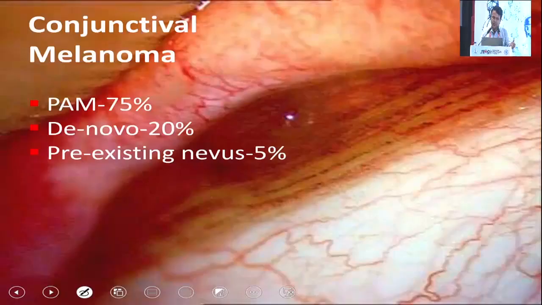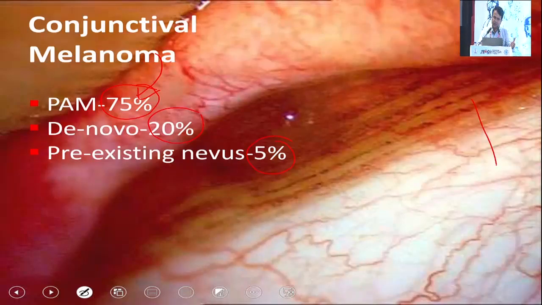Very extensive PAM. And whenever PAM is not treated or it is ignored, it will very soon develop into a melanoma. Of the incidence of conjunctival melanoma, 75% is contributed by PAM. Only 20% are de novo and only 5% arise from a pre-existing nevus. So this is very stark data that you have in front of you. This is true published data.